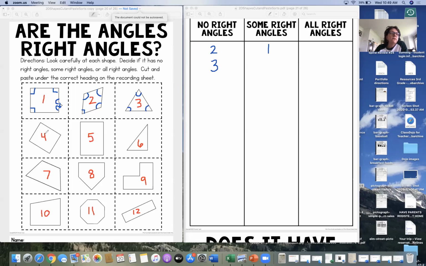Okay, let's go on to number 4. Number 4 looks like a pretty simple shape. Looks like a square that's kind of been turned on its side. But again, it does have 4 right angles. So we're going to put number 4 in all right angles. Okay. And that's one feature of squares. Squares have 4 right angles.